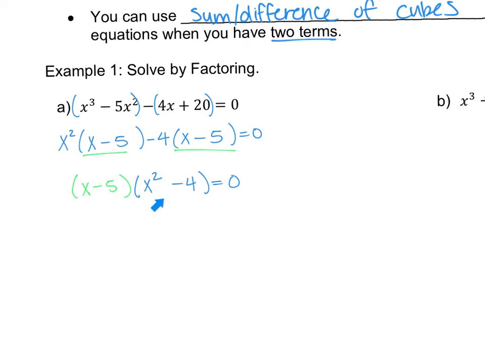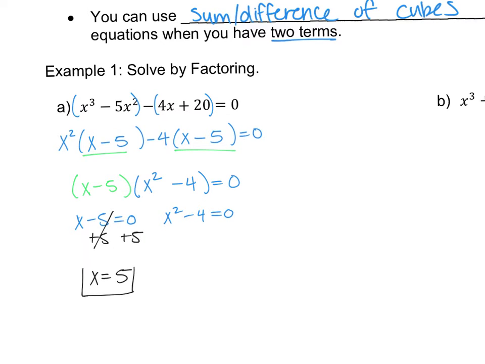So now that you have it in 2 parentheses, we can set each parentheses, so x minus 5, set it equal to 0, and x squared minus 4, set it equal to 0. And this looks very similar to the quadratics we were solving in the bell work. And it is. So what I can do, I can add 5 to this side, and it looks like my x equals 5 for my first answer.